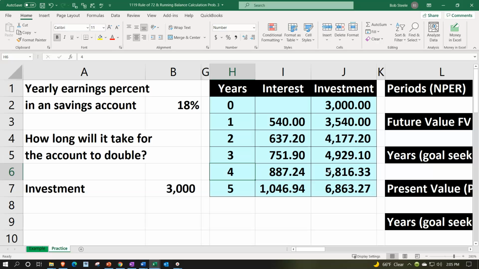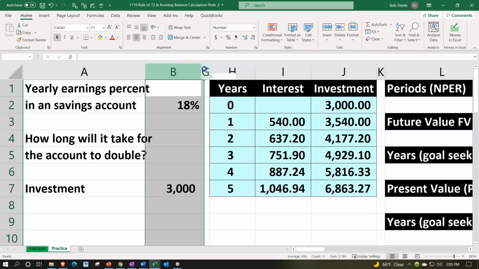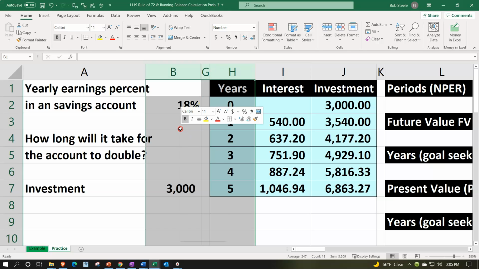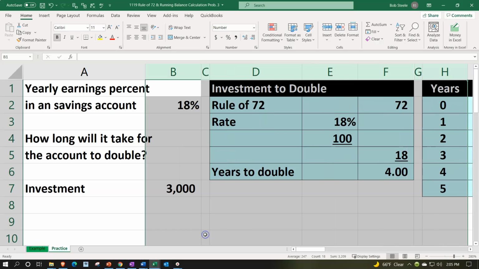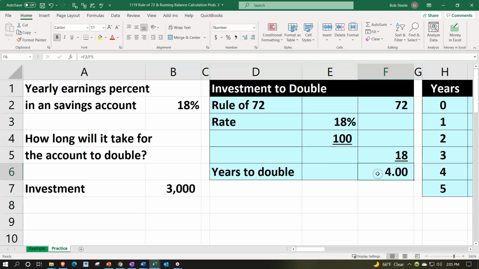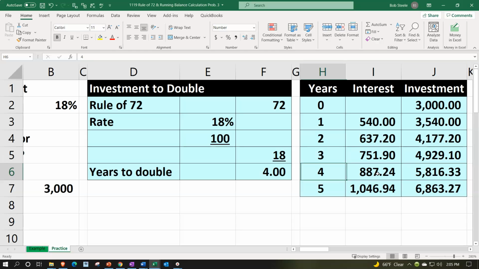Before we do, let's go ahead and unhide the cells up top. So now we've got these cells. Let's unhide by putting our cursor on column B, dragging over to H, and then letting go, right-click the selected area, and then unhide those cells. So there we have it. There we have our 4 with the rule of 72. A little bit over 4 we can see with our running balance.